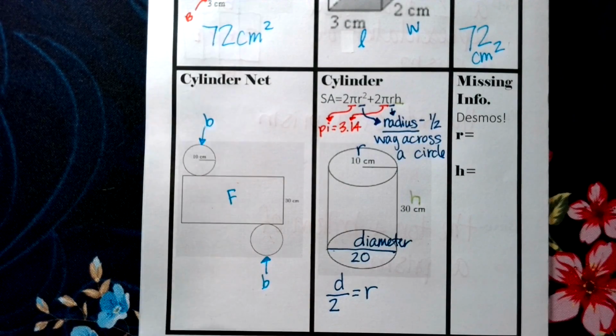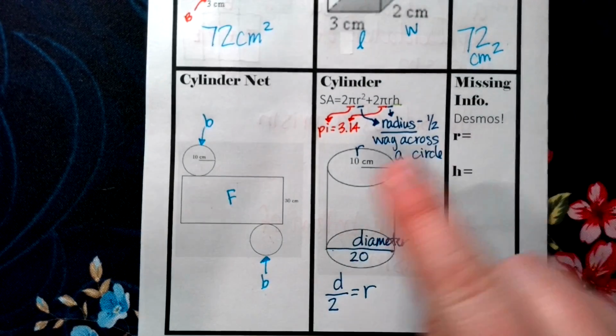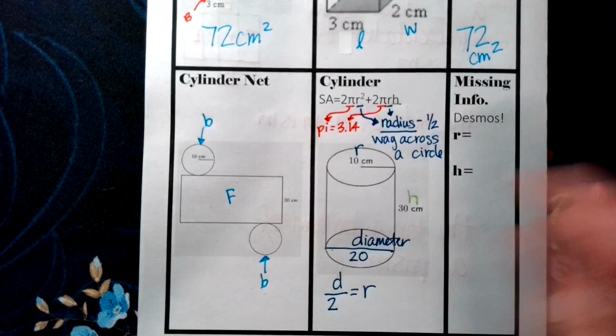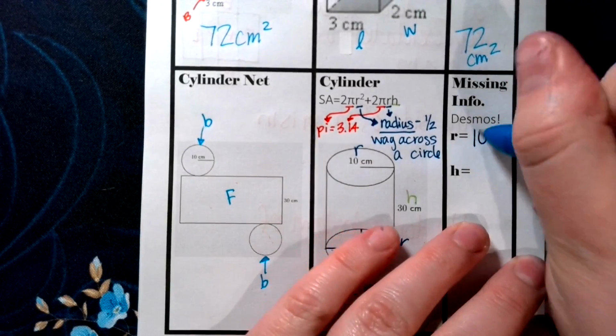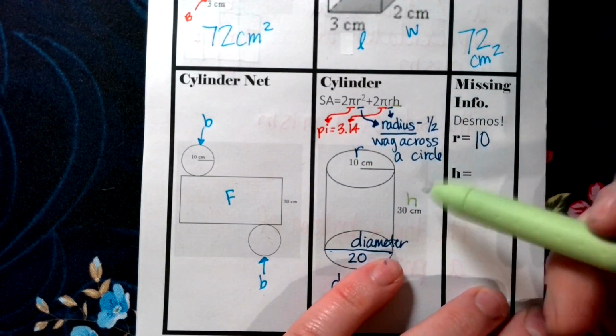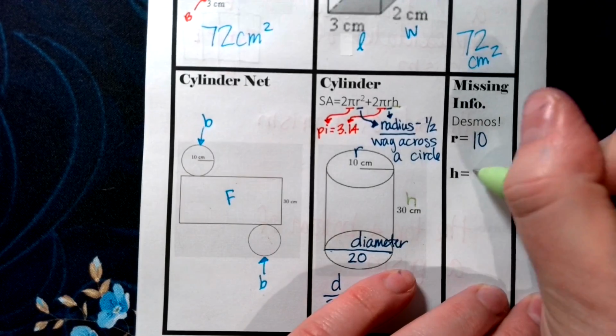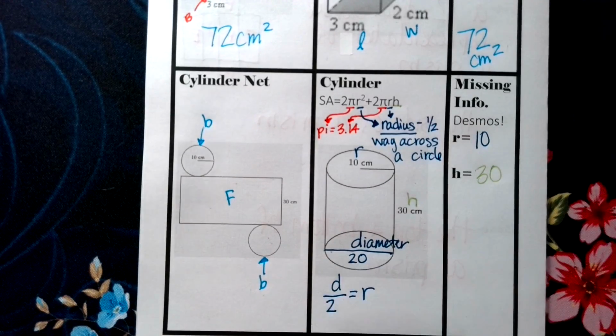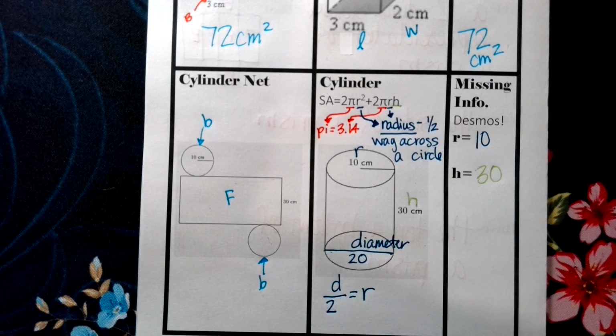So let's pull out our information again so that we can put it in Desmos. Our radius, like we said, is 10. The height of the whole thing is 30. Go ahead and make sure you've got all that written down. Pause it if you need to. Otherwise, go ahead and switch your calculator over to Desmos, and then join me with the rest of the video.